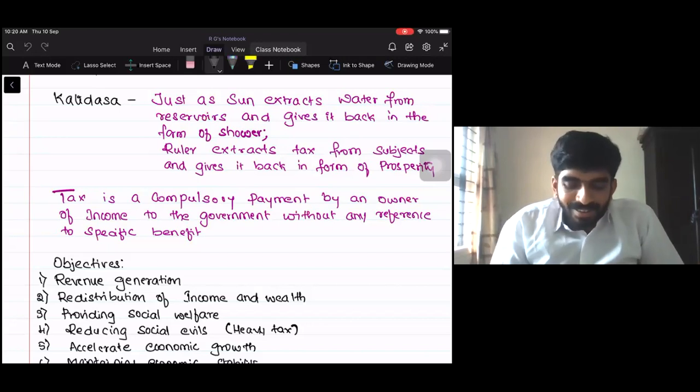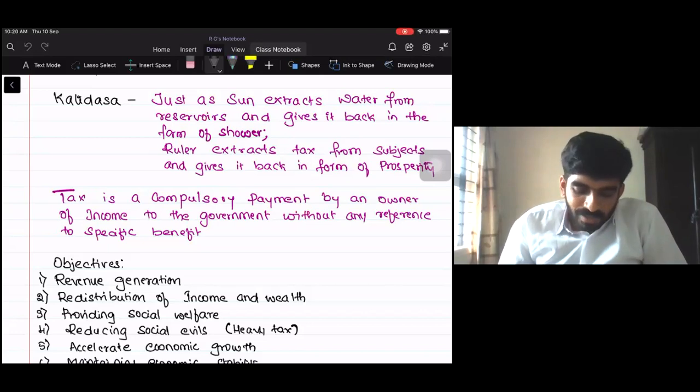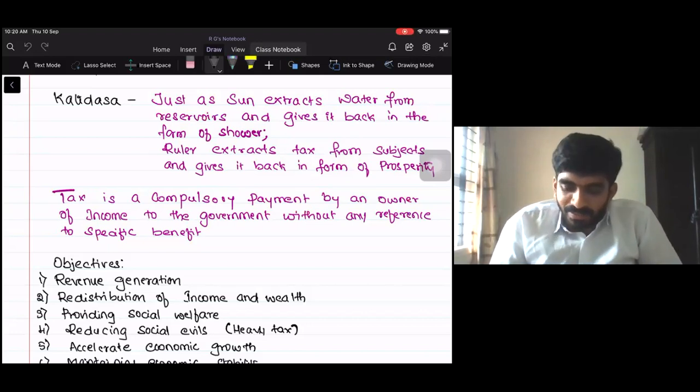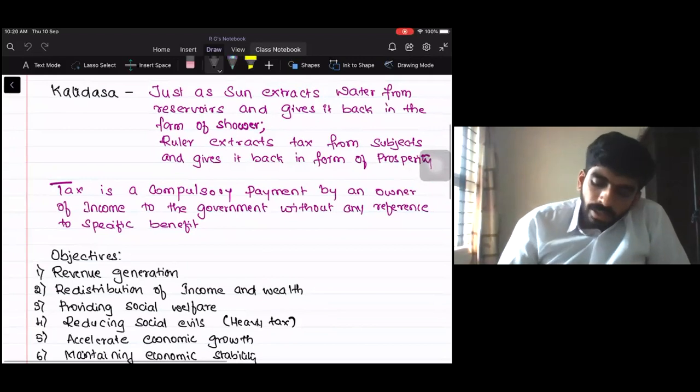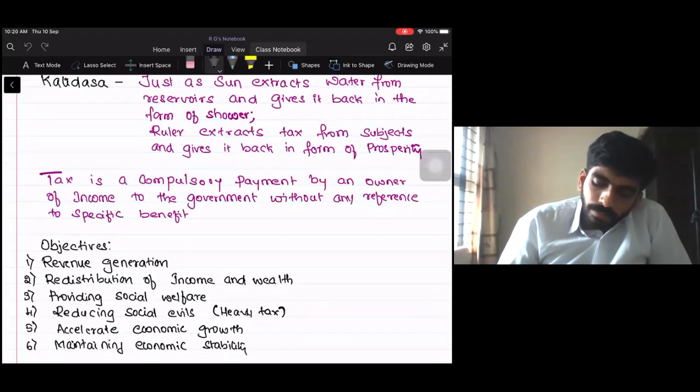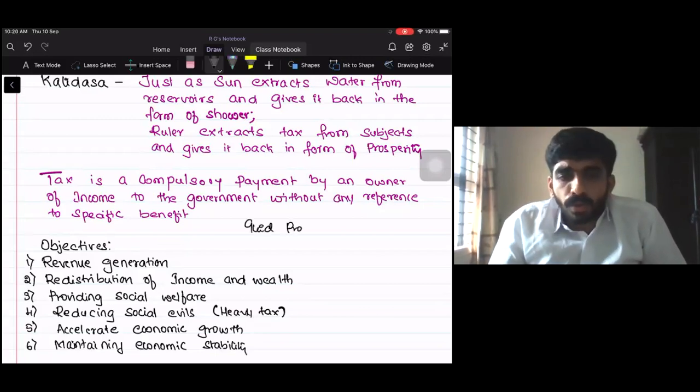So yeah, going ahead with our discussion, what is tax all about? Tax is a compulsory payment by an owner of income to the government without any reference to specific benefit. So what is absent in tax is the quid pro quo relationship. Have you heard this term, quid pro quo?